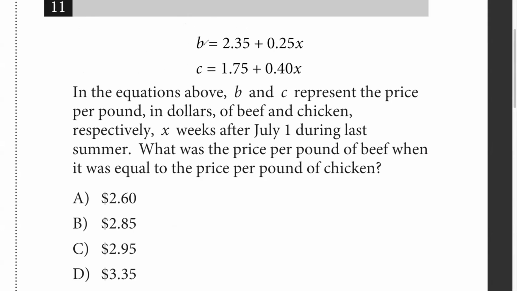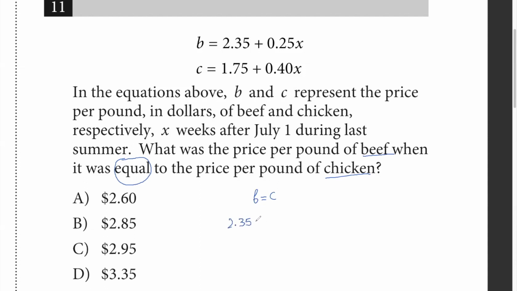Question number 11. Here we have two different linear equations. B represents the price for the beef and C represents the price for the chicken. And here we have the x's, which represent the number of weeks after July 1st. And the question is, what was the price per pound of beef when it was equal to the price per pound of chicken? We have the word equal here. What we need to do is equalize the price of beef to the chicken. Let's equalize the equations.